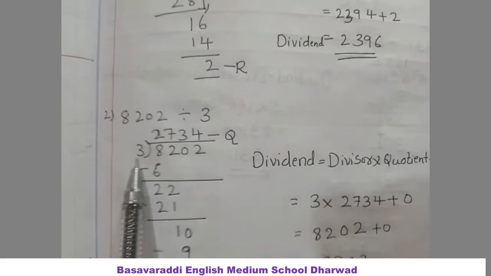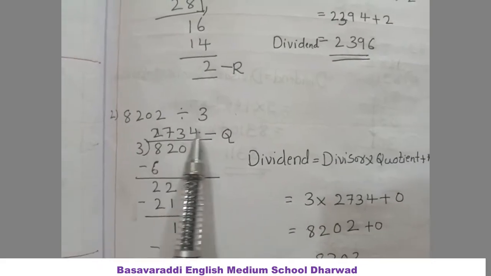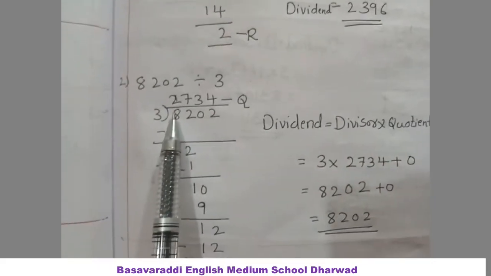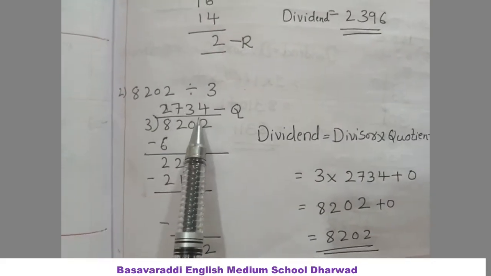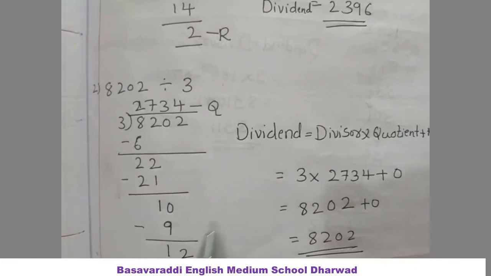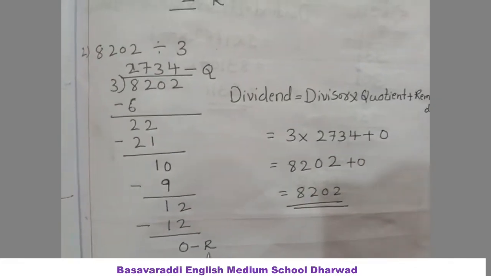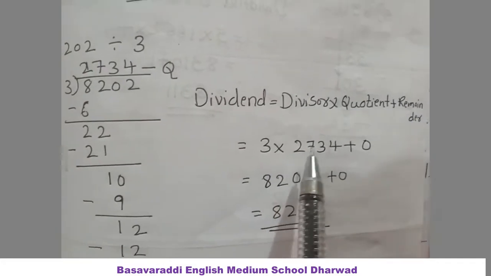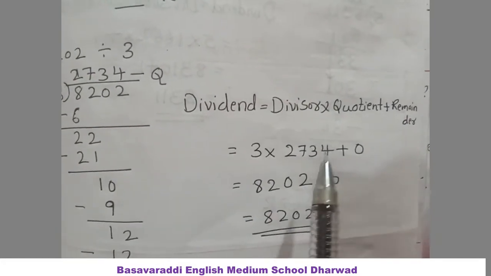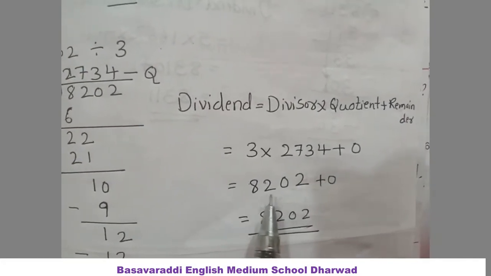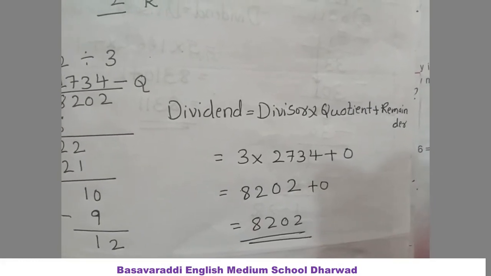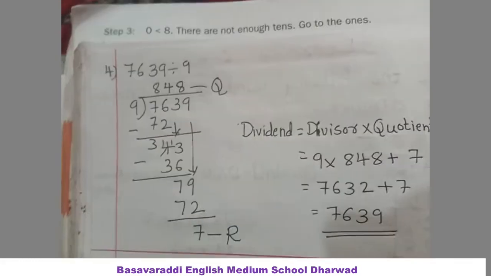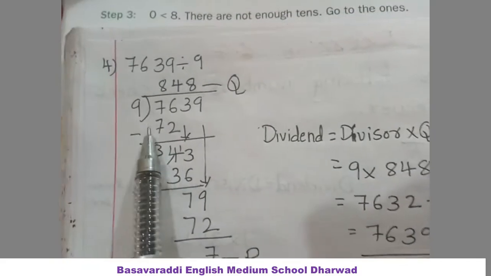Now the second one, 8202 divided by 3. The quotient is 2734, and the remainder is 0. So we have 3 into 2734 plus 0, so 8202 plus 0, that is 8202. The third sum is like this.